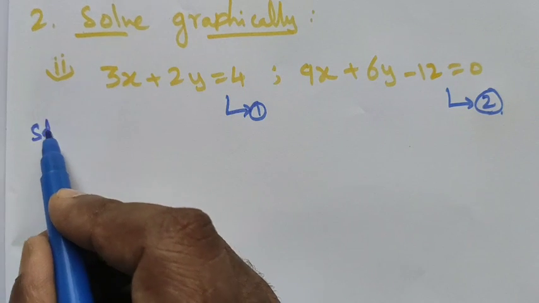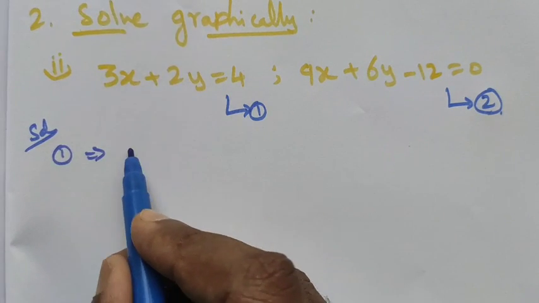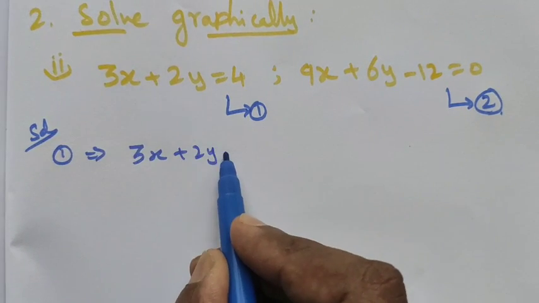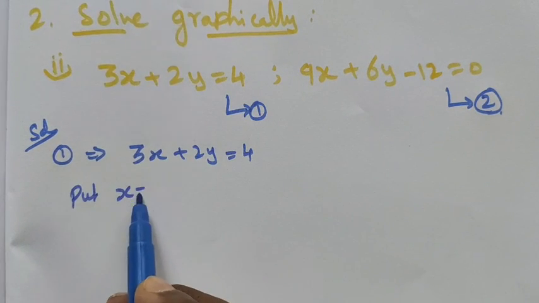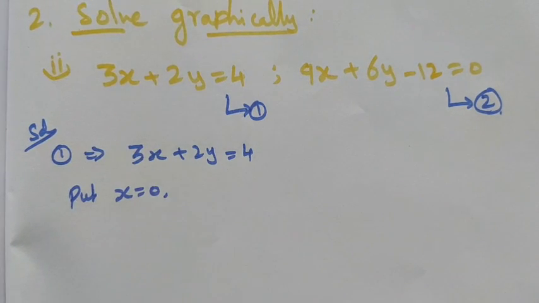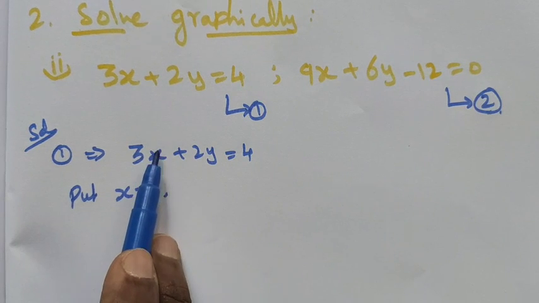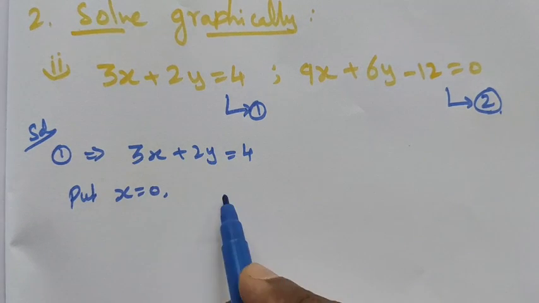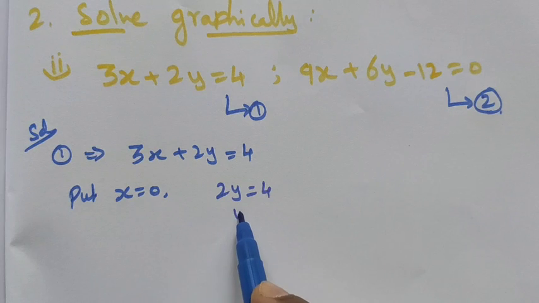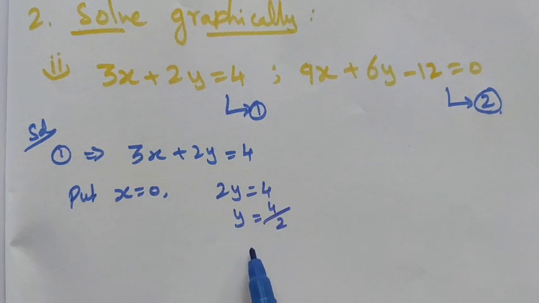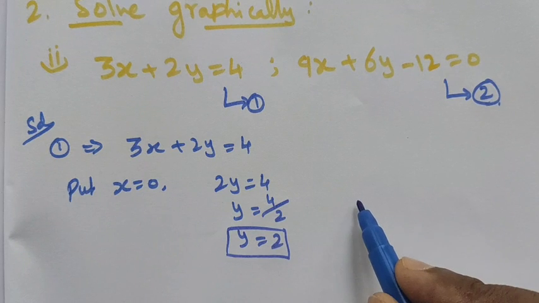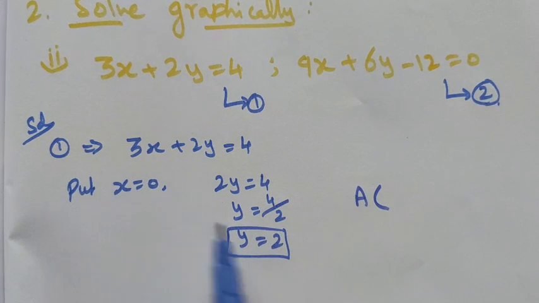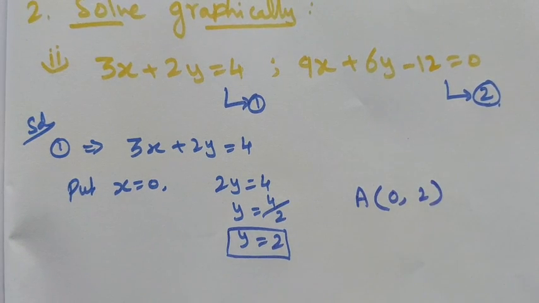Solution. The first equation is 3x plus 2y is equal to 4. Now put x equal to 0 in equation number 1. If I put x equal to 0, the whole term becomes 0, then we get 2y is equal to 4, then y is equal to 4 divided by 2, then y is equal to 2. Then the ordered pair, let me take it as A, that is (0, 2).